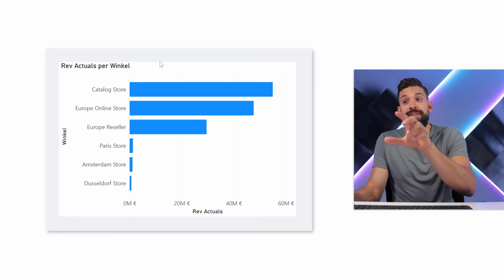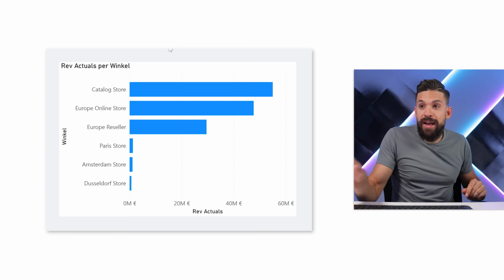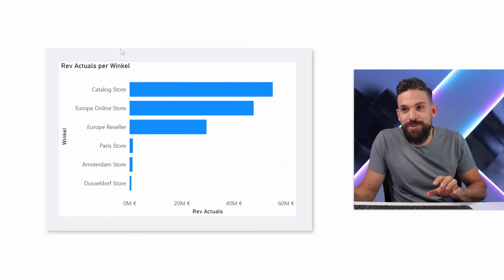Per winkel, that is now Dutch, right? And that is the part that I translated before. Now, ref actuals, I didn't translate yet, but probably a good idea to do that as well. Okay, so now we talked about cultures. Let's see what else is there in that semantic model.